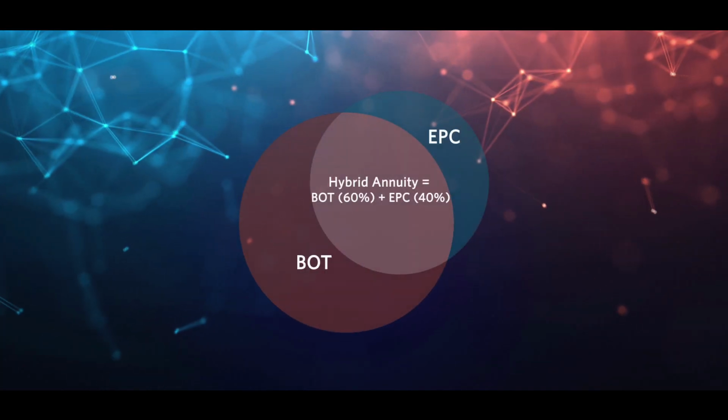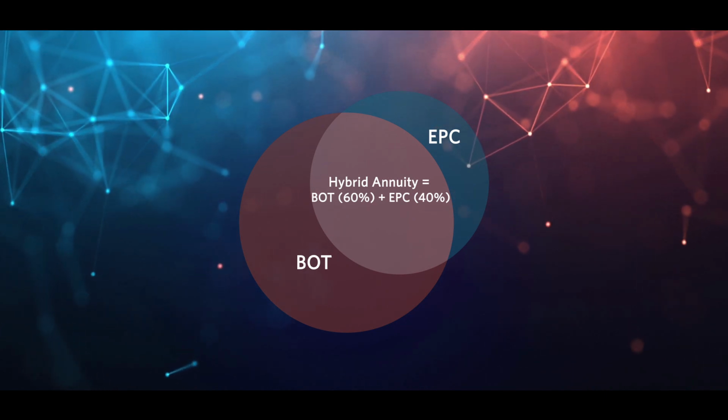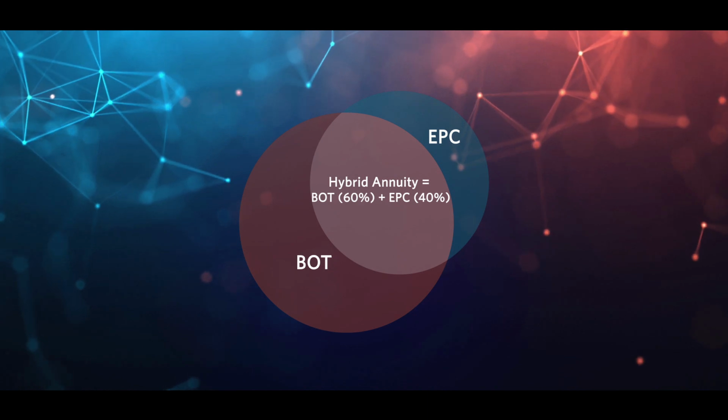The main feature of this model is that it combines the EPC model and the BOT annuity model. Under this model, the concessionaire is paid 40% of the project cost during the construction phase. The remaining 60% is paid over the life of the concession in equal annual installments.